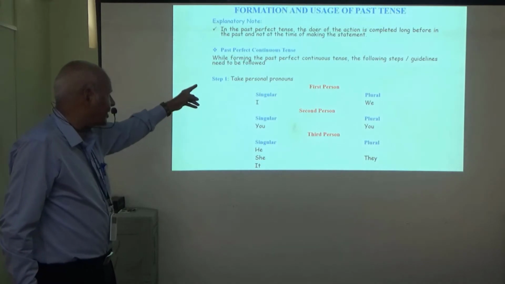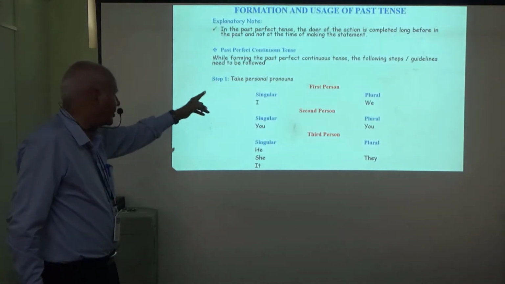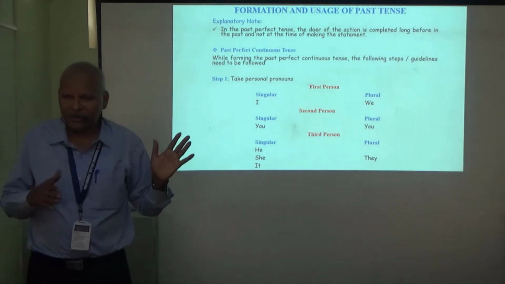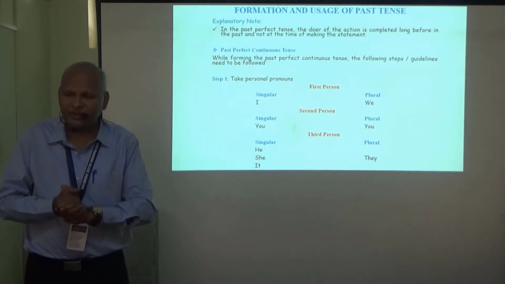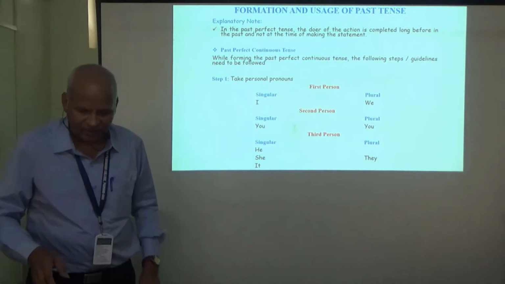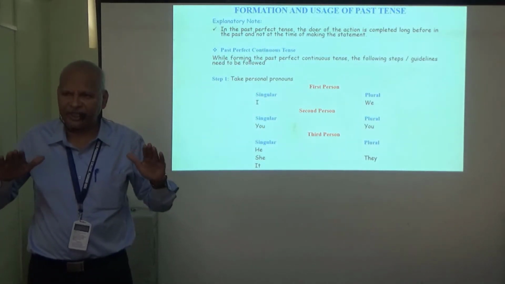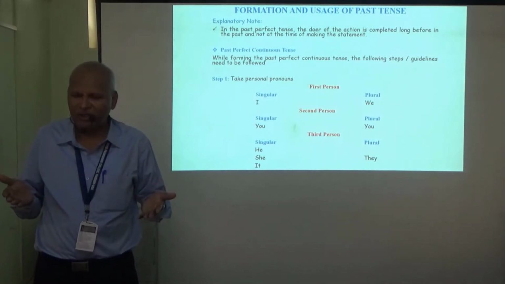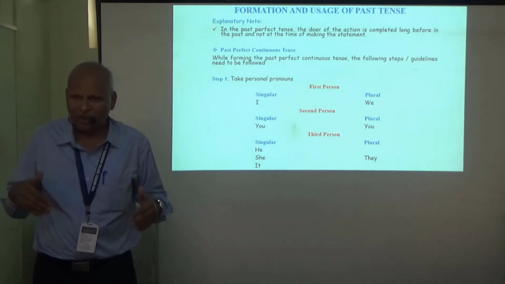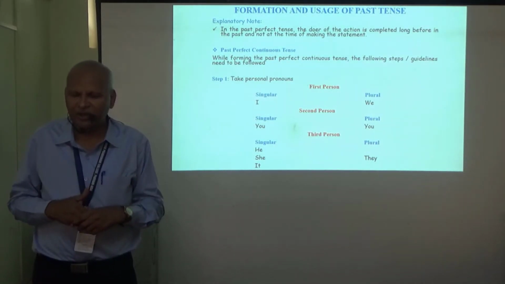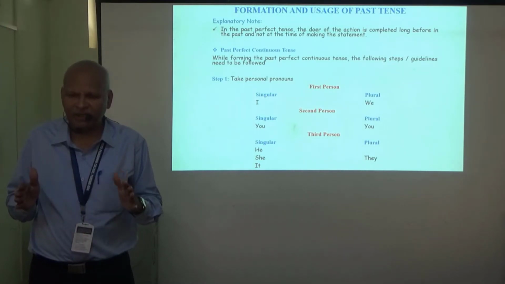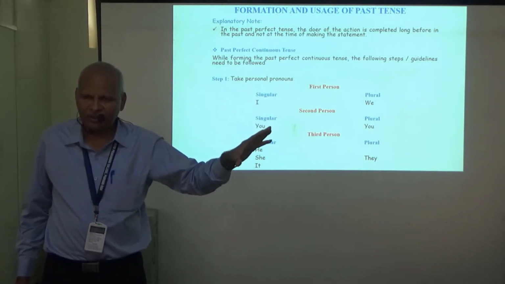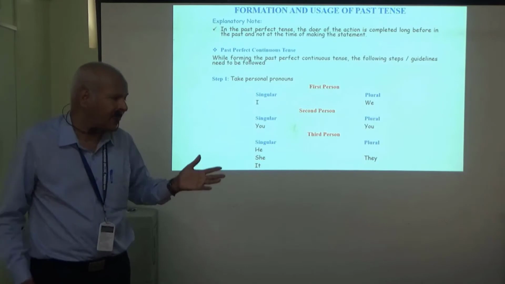Now here in the past perfect tense, the action is completed long before in the past and not at the time of making the statement. That statement is called past perfect tense. In case of past perfect tense, the action is completed long back. When I make a statement, like I had gone, I had completed the work, I brought this material, it shows that the work was completed in the past, long back. So for such statements we can use this past perfect tense.